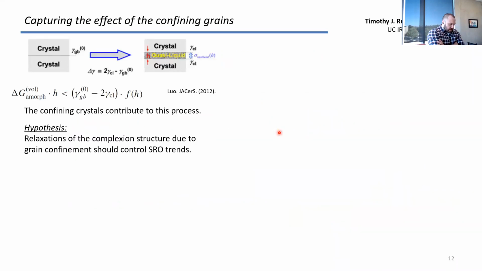We thought for a long time about how we could understand this, looked at some of the work on trying to describe the thermodynamics of these features, thinking about how you have to create new interfaces. There's an energy penalty for having that amorphous structure. And we really came to this idea that these confining crystals should contribute to this process. The way we started to think about how that would happen is it might have something to do with relaxations that account for the difference in crystallography between the grains on either side.